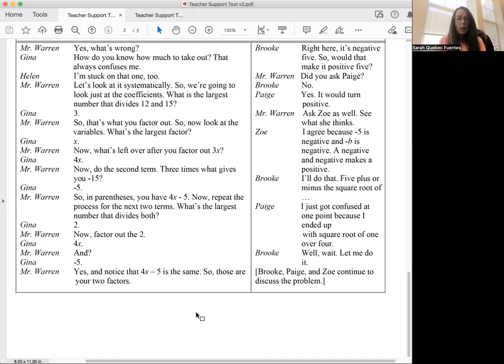Let's look now at two authentic dialogues with small groups from Mr. Warren's Algebra 2 class. I'll give you a moment to examine the patterns in each of the dialogues. The dialogue on the left is an example of product help. Questions or prompts that center on the mathematics content of the task.